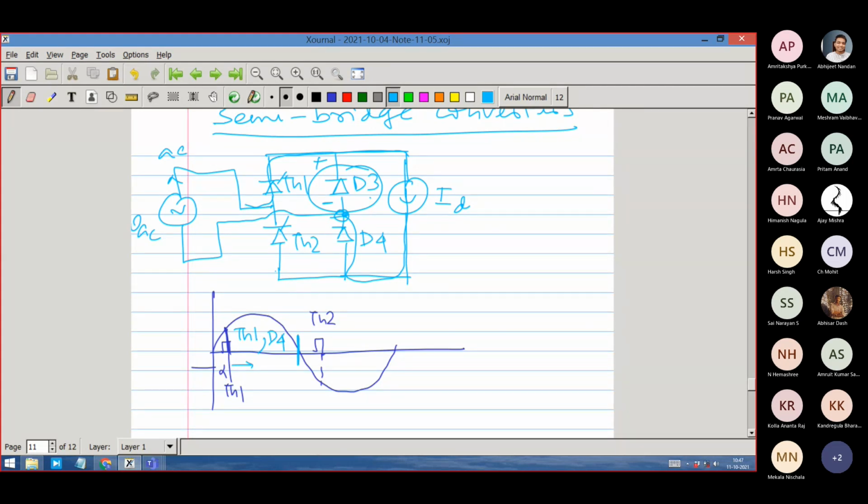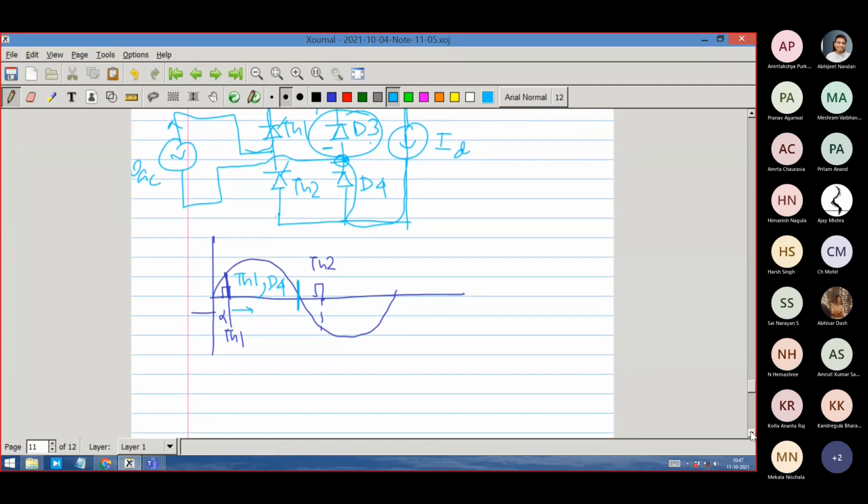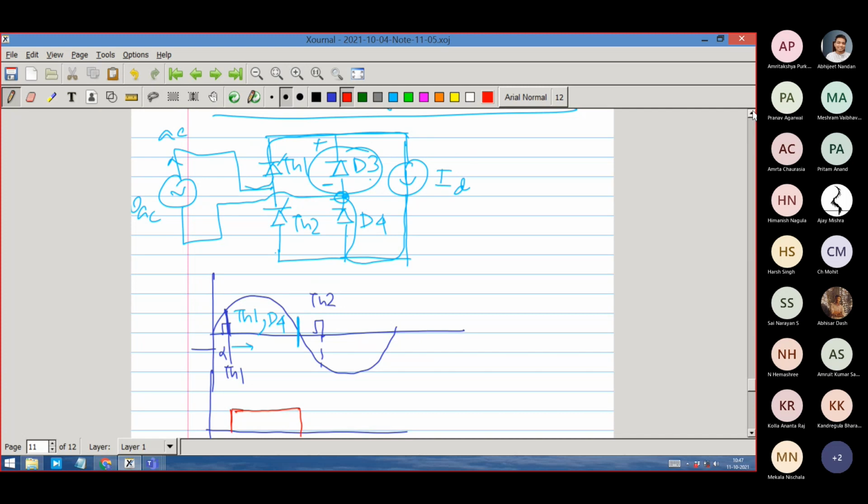So after that, what happens? TH1 is not yet turned off. Let me draw the current also, so that you are clear. I at least know that the ID current is flowing in this chunk. This chunk is starting at alpha and then ends at pi. Okay, so now what will happen?